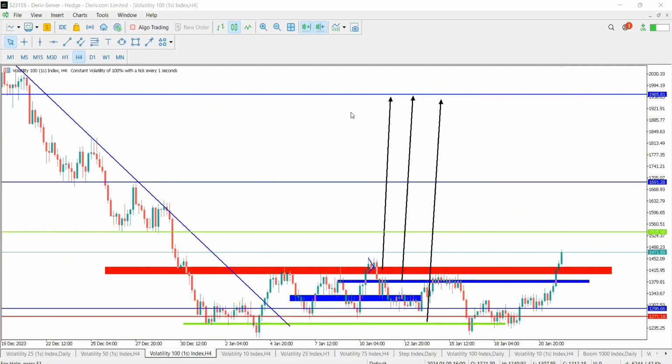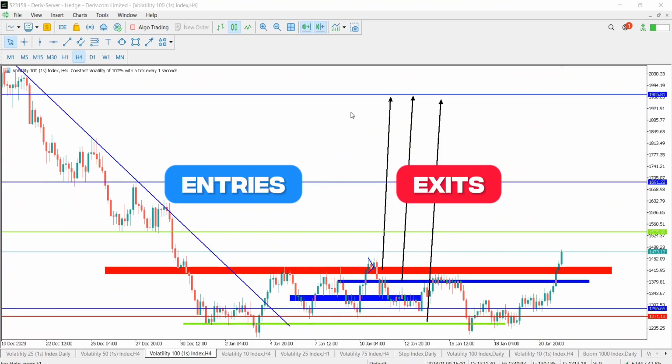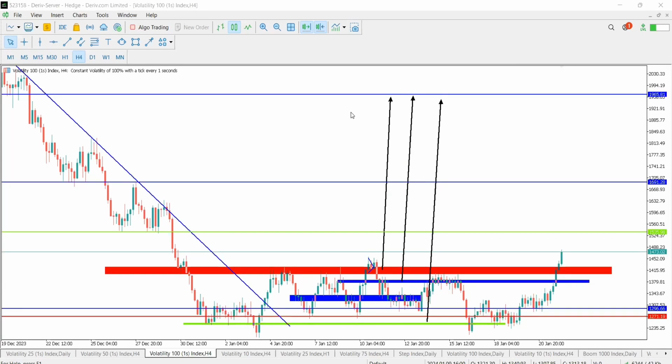So we're going to be speaking about entries and exits. How do I determine where I'm going to take my entry from? And how do I determine where my target is, how I'm going to exit, or even along the way, sometimes the market finds some hits and then it doesn't reach the target. How do we manage that, right? So those are the things that we're going to be speaking about.